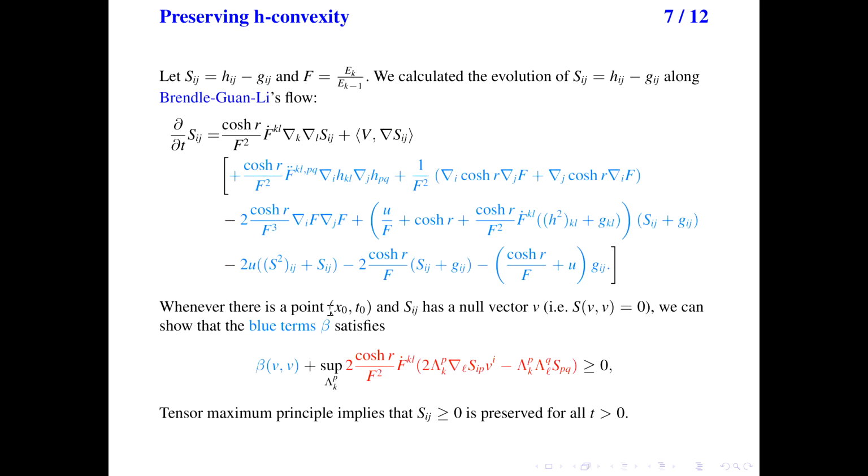Whenever there is a point (x0, t0) and the tensor S_ij has a null vector ν, we need that the blue term in the bracket satisfies that the β ν plus the red terms is non-negative. And this is just the condition for Andrews' tensor maximum principle. Then we can conclude that the positivity of the tensor S_ij can be preserved for positive time.